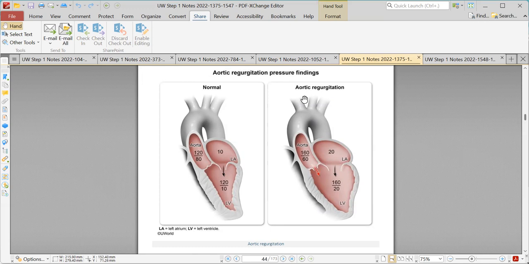So what happens in aortic regurgitation? There's a lot of blood coming in. So here you see 160 blood is coming. There is also this backflow, right? Aortic regurgitation, yeah.